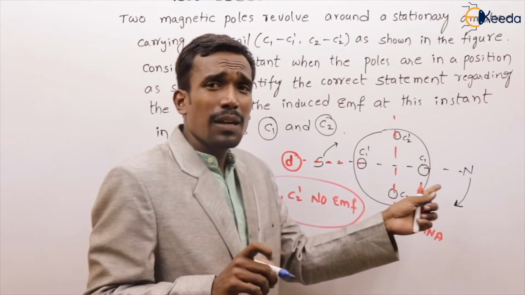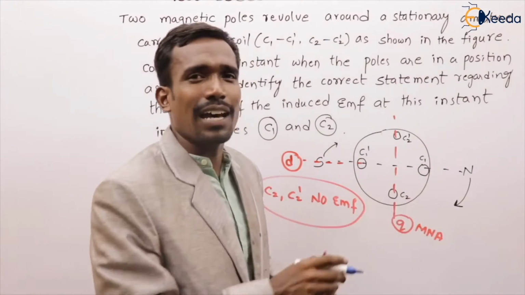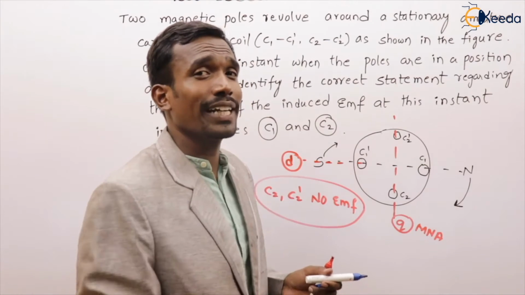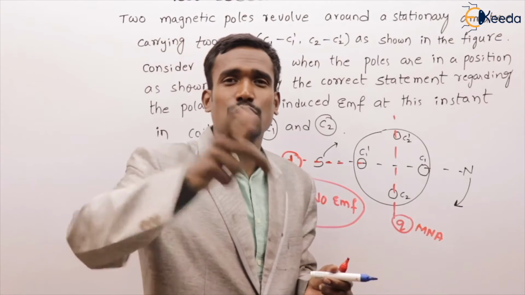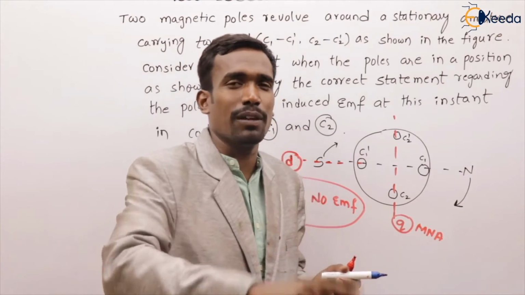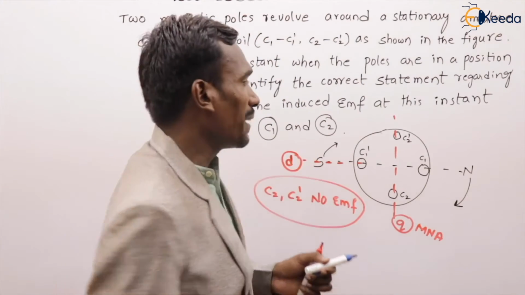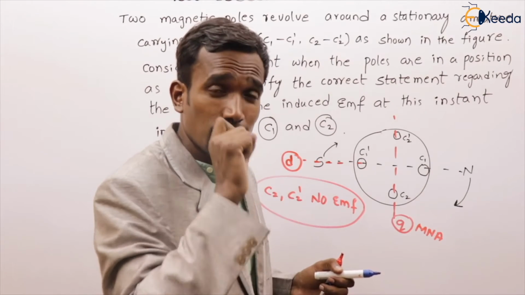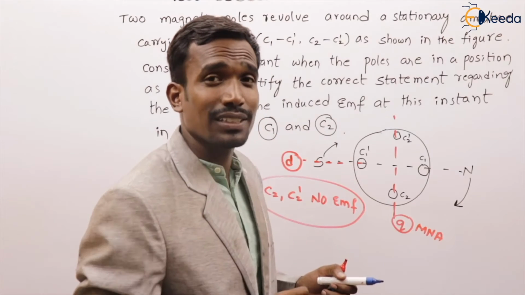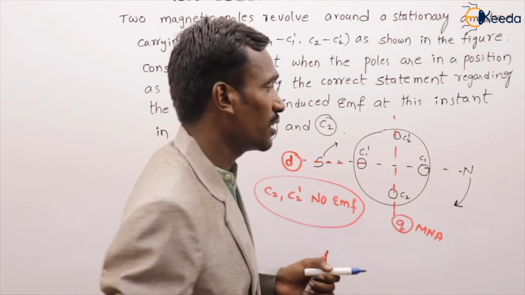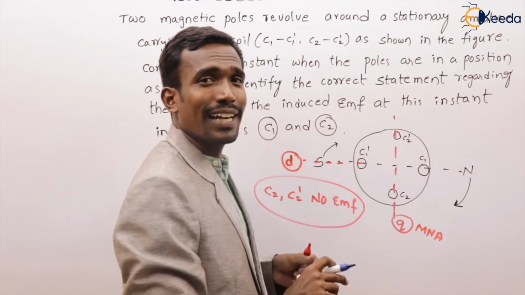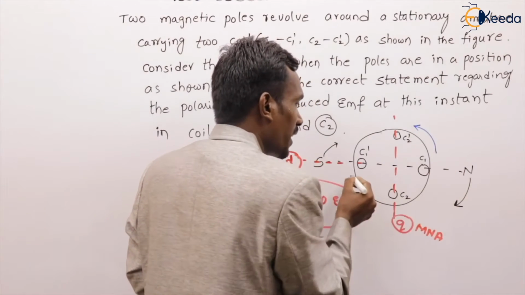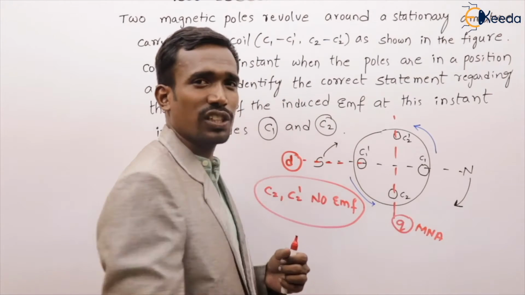Actually, this is a pole rotating, stationary armature. But for a rotating armature, we have a principle to find the direction of induced EMF: the right hand rule. But here, the poles are revolving, not the armature. So, as per our assumption, if the poles are rotating in one direction, the armature will rotate in the opposite direction.